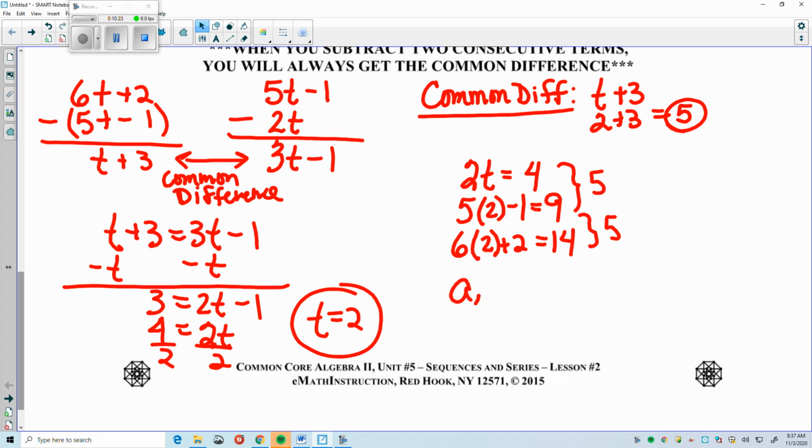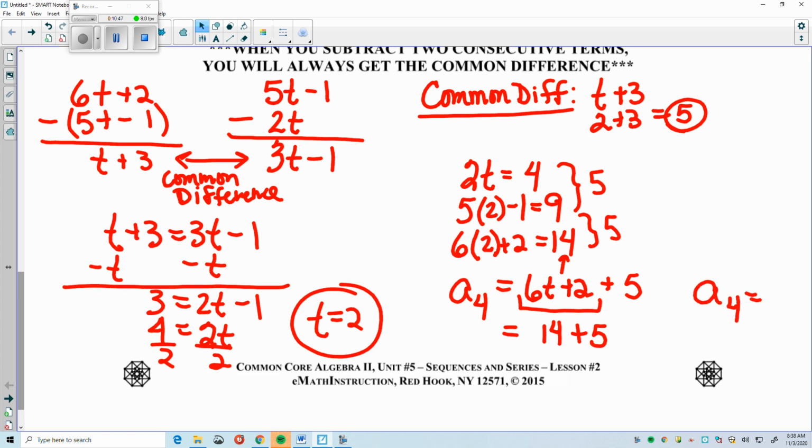So our fourth term would be whatever our third term was, and I'd have to add on a common difference of 5. So we already know this third term, we solved that back up there, that's 14, plus my common difference of 5, that's going to get me a total of 19 for my next term using that common difference.